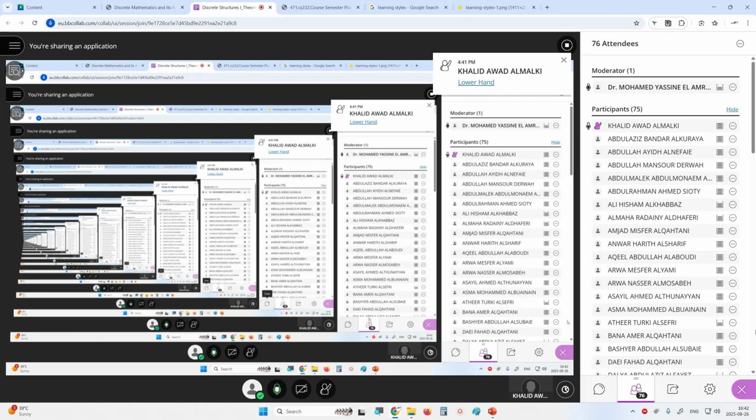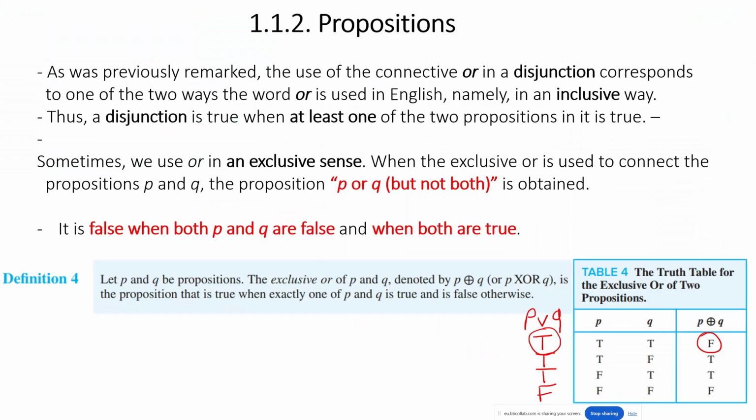Maybe there are some problems with the microphone, or I cannot hear you. I see the microphone is activated, but is there a three-way or more disjunction? Three-way or more? What do you mean? So I can have P, Q, R. Yeah, of course. This is the composite that I was talking about. Yes, we will be having that actually.